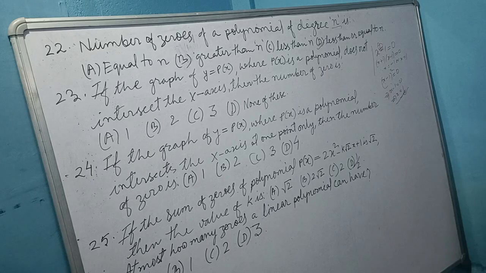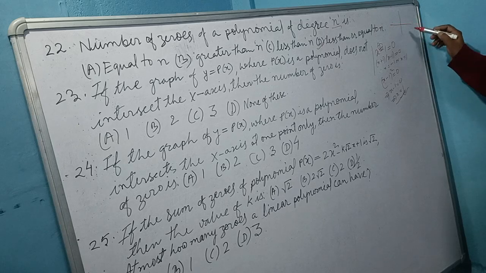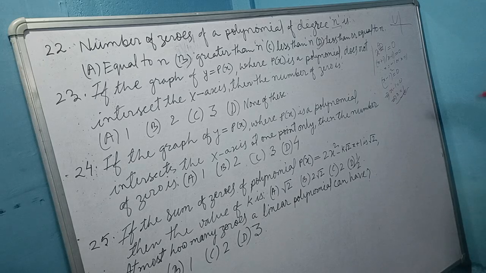Now our question number 23. If the graph of y equal to p(x), where p(x) is a polynomial, does not intersect the x-axis, then what is the number of zeros? Already I told you, if you draw the graph on the plane and it is not cutting the x-axis at any distinct point, then the number of zeros will be 0. No zeros.